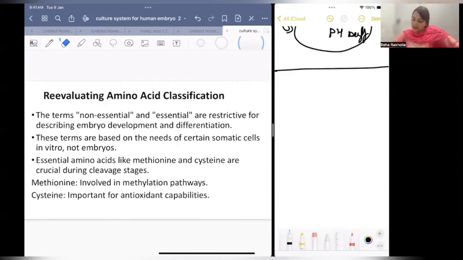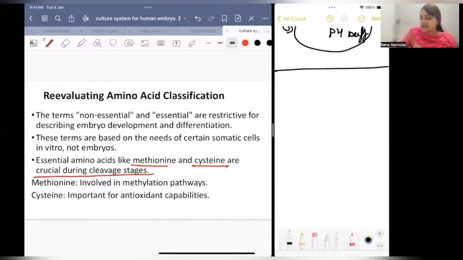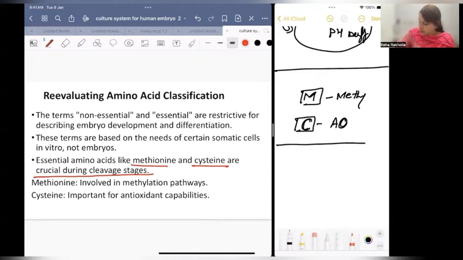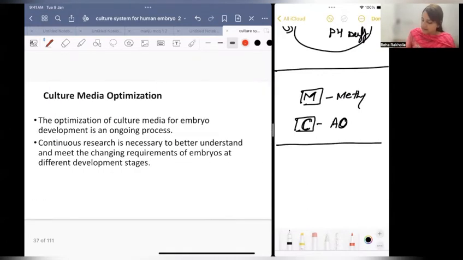Then there are essential amino acids like methionine and cysteine, crucial during the cleavage stages. During cleavage stages, methionine helps in the methylation pathway, and cysteine acts as an antioxidant. Now we'll talk about embryo viability.